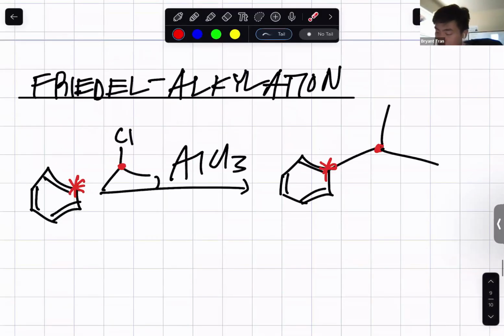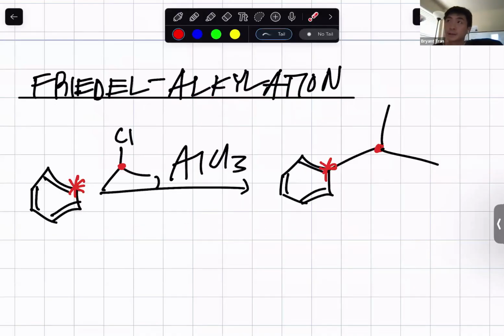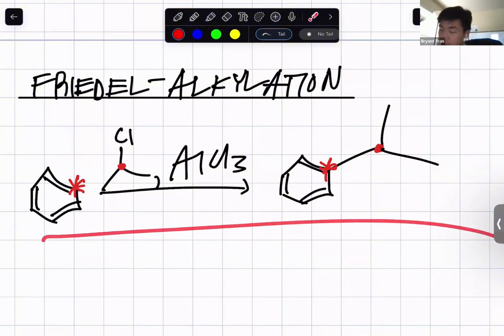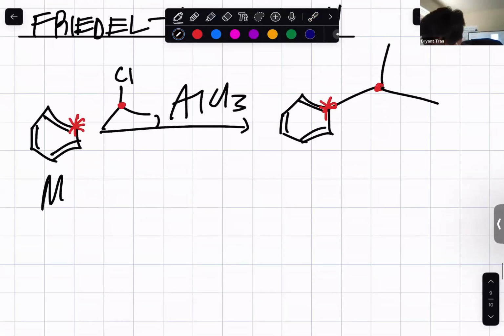Now, not all Friedel-Crafts alkylations would be this easy to predict the product because there is a carbocation intermediate in this mechanism that would be formed, right? And because of that carbocation intermediate, it is going to be tricky to predict the product quickly, right? But let me show you the mechanism of this and then show you those different scenarios. Okay, so let's look at this mechanism here.